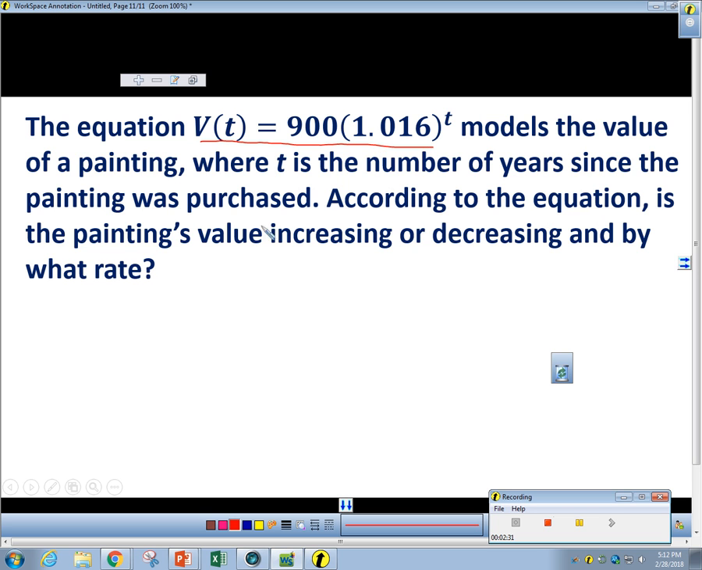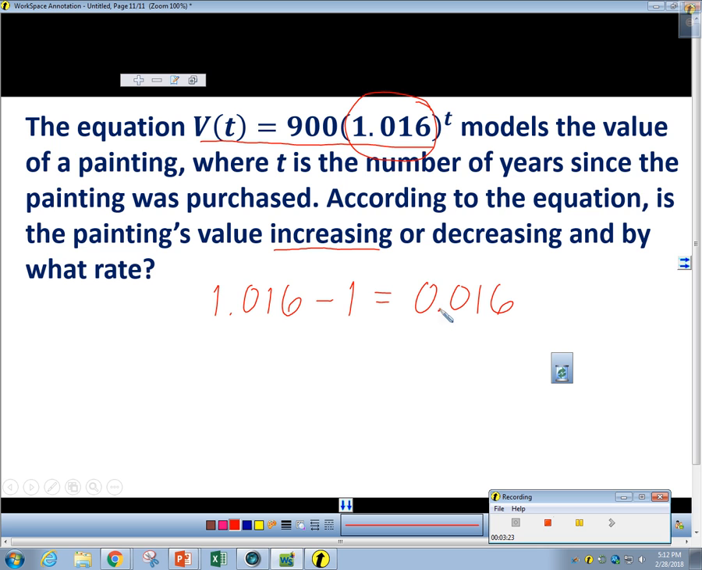So again, we're trying to figure out not only if it's increasing or decreasing. I mean, we know that already that it's increasing. But we want to know what's the rate. So we're going to do the same thing we did before. Take our number, 1.016. Again, the only number we care about is this one in the parentheses. Minus 1. When we work that out, you should get 0.016. This time the number should be positive because it's increasing.